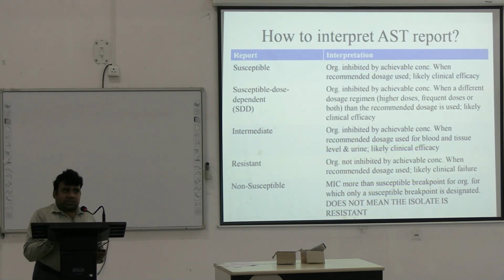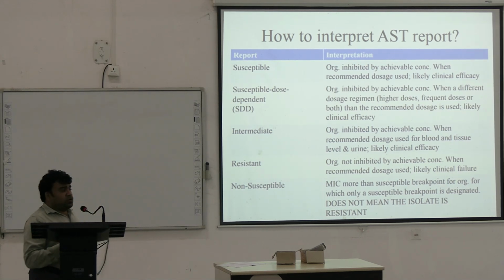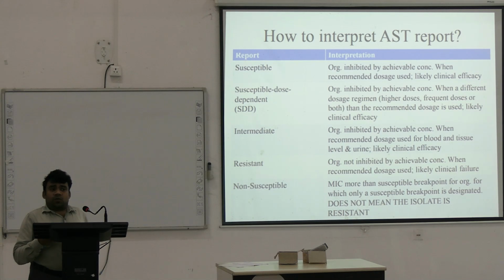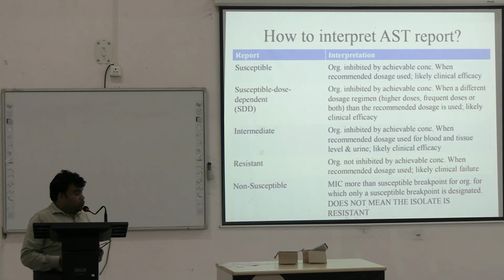As far as the report is concerned, if you observe a culture susceptibility report, you will find specific words written against various antibiotics. Those include susceptible, intermediate, resistant or non-susceptible. You must understand what these words mean. Let us take them up one by one.